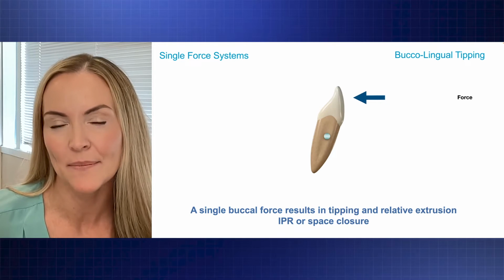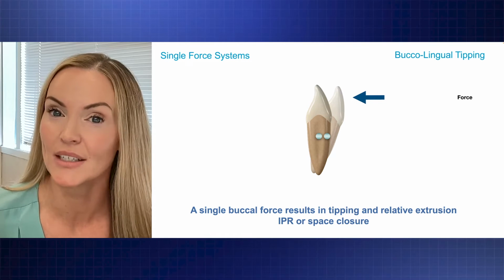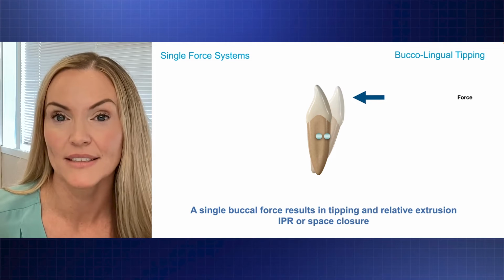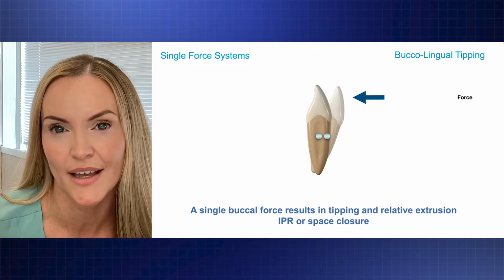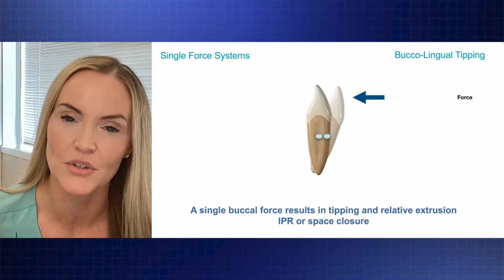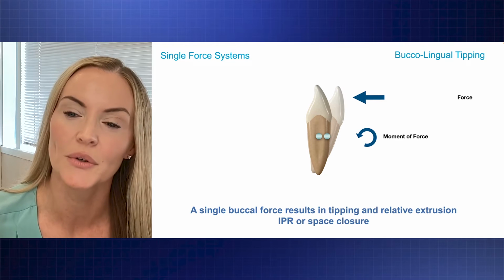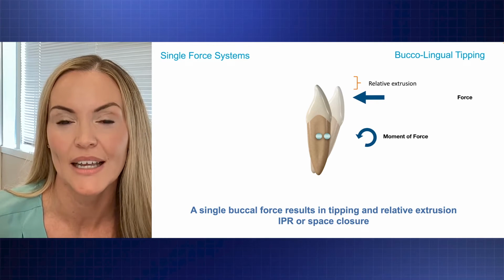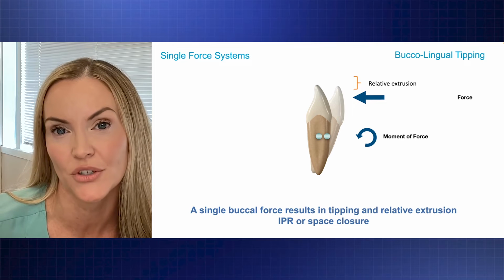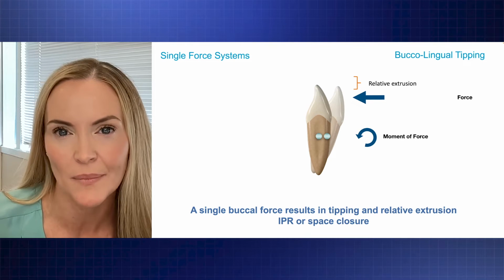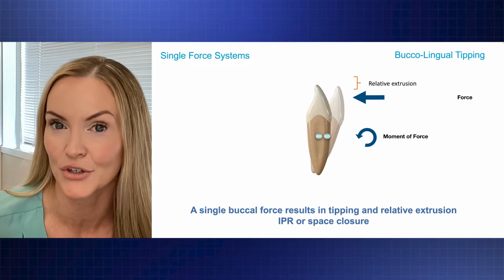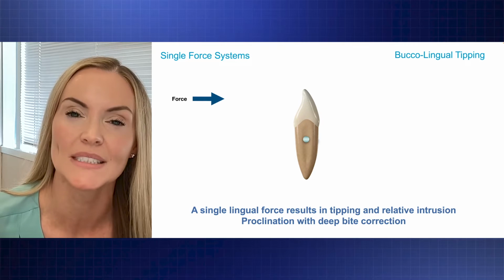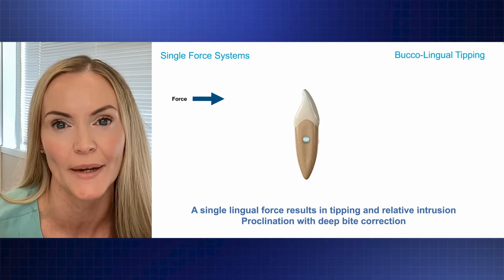But now consider that same movement from this view. You have a single force. There is a center of resistance on that tooth, and that center of resistance will move in the direction of the force, but there's also a tendency for that tooth to rotate because a single force creates a moment of the force. That results in the incisal edge tipping lingually, as well as a relative extrusion for that tooth. So that's something you need to think about when you're performing IPR and retracting, or when you're closing spaces, the bite may tend to deepen. So it's something we need to think about and plan for in our digital workup.